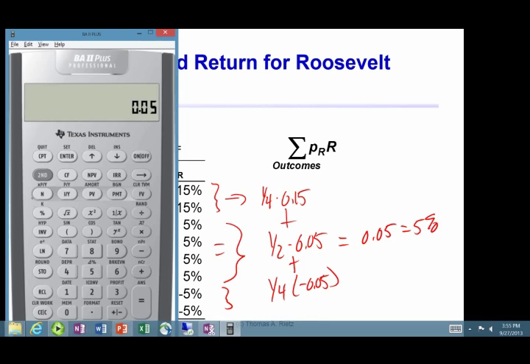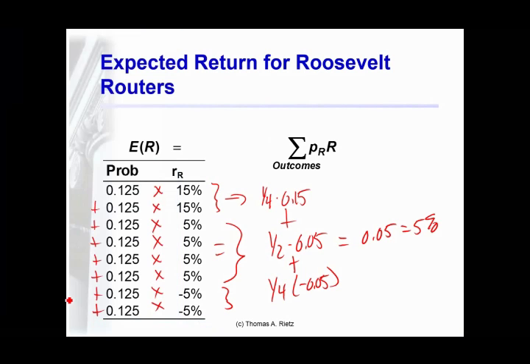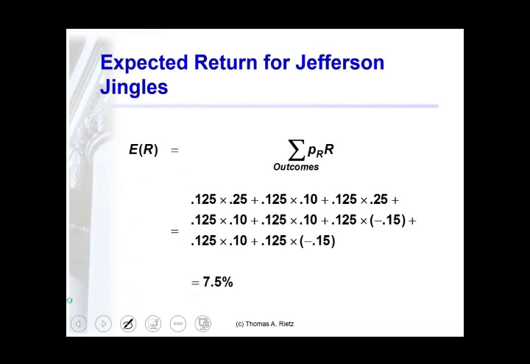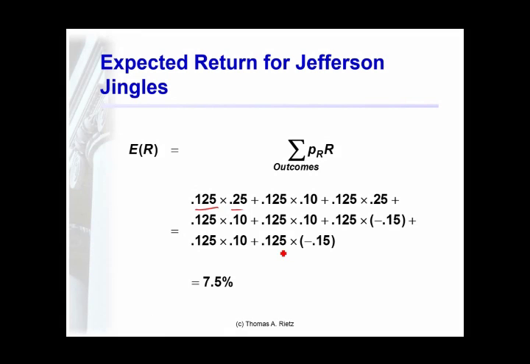I'm going to store that so I have it for later. You can do that for Jefferson Jingles. This is all written out. An eighth of the time, you get a high return, and so does Roosevelt Routers. An eighth of the time, you get a high return, but Roosevelt Routers is medium. An eighth of the time, you get a medium return, and Roosevelt gets high. These are just all of the combinations. Add them up, you get 7.5%.